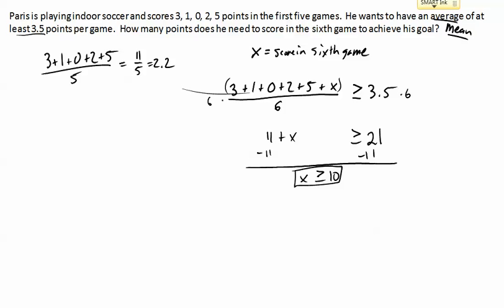All right, so there you go. That's a word problem dealing with the mean, and this is a step up from what you did back in 6th and 7th grade. And so hopefully that made a little bit of sense, and you'll be able to finish your homework.